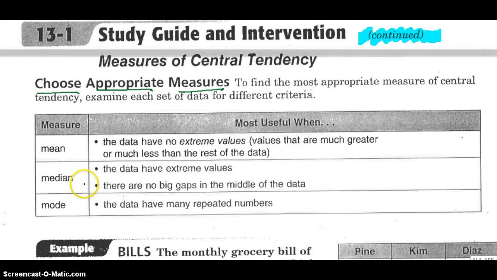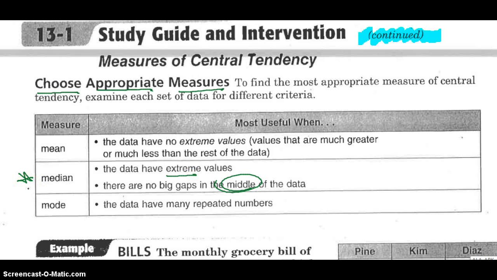You want to use the median if the data do have extreme values, or if there are no big gaps in the middle of the data. So if everything seems close together in the middle, that's a good time to use the median. And if there's some extreme values, you would throw those away, not really throw them away, but you're going to concentrate your efforts on the middle when there is extreme data. So that's very good to remember. When there's extremes, let's look at the median.